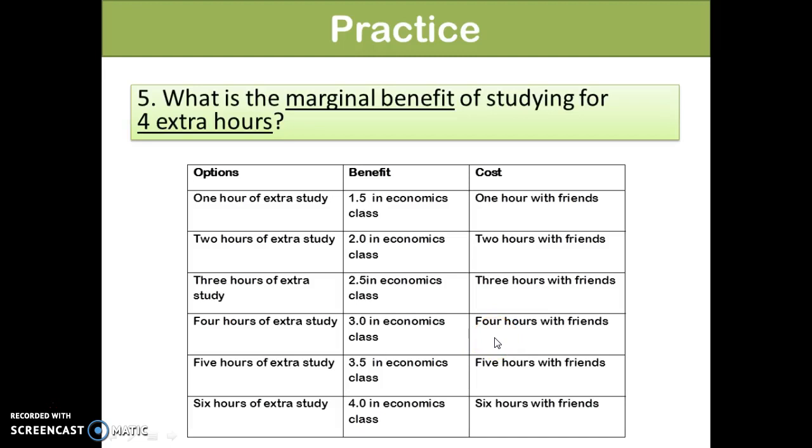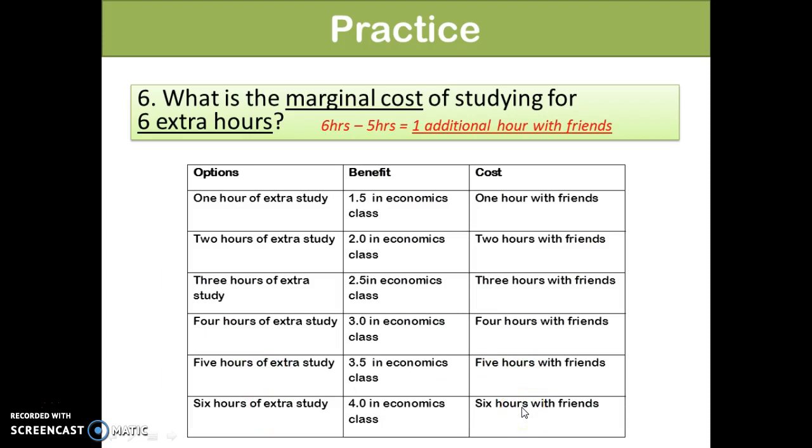Marginal benefit of studying for 4 extra hours. So 4 extra hours, marginal benefit, again, is going to be a 0.5 increase in our score. 3 hours, 2.5, 4 hours is a 3.0, so that additional difference is a 0.5. Marginal cost works the same way. 6 hours with our friends. If we were at 6 extra hours of studying, the total cost is 6 hours, but if we went from 5 to 6, we go from 5 hours to 6 hours, so again, it's 1 additional hour.